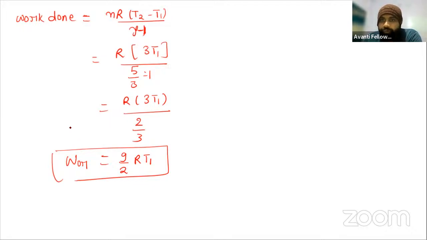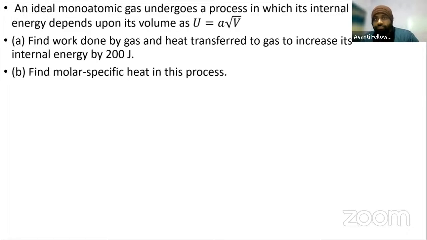I hope you got this. Any kind of doubt in this question? No? So if any doubt occurs, you can put it in the chat box. Now move on to the next question. Got it? Have you understood where you made the mistake? It's not gamma plus 1, it is gamma minus 1.